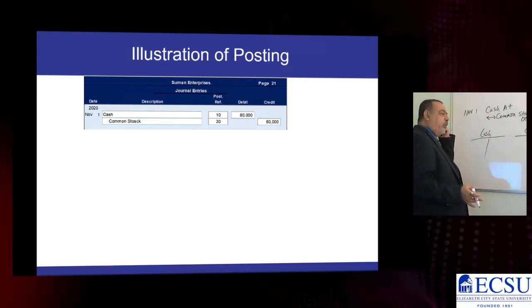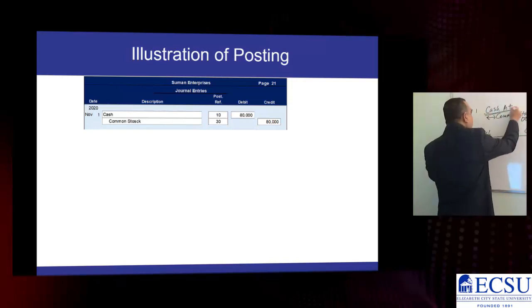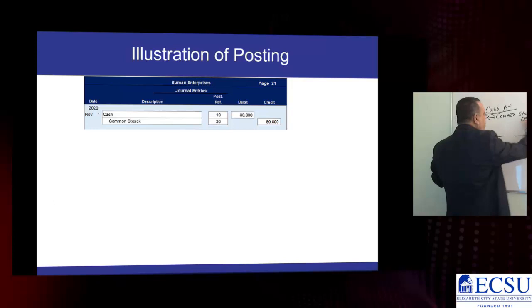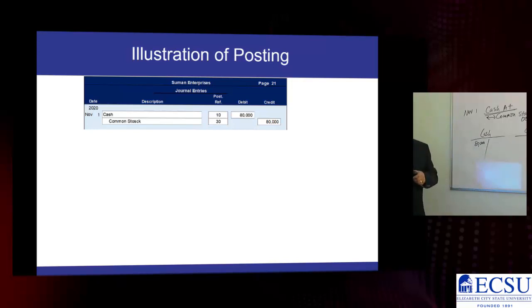In the beginning, you can always start doing this and then go on to using the actual format. So you can see cash here is debit. I'm going to go on to the left-hand side, 80,000 on the debit, and common stock is credit, so I'm going to write on the right-hand side, the credit side, 80,000. That is the posting you do if you were using a T account.